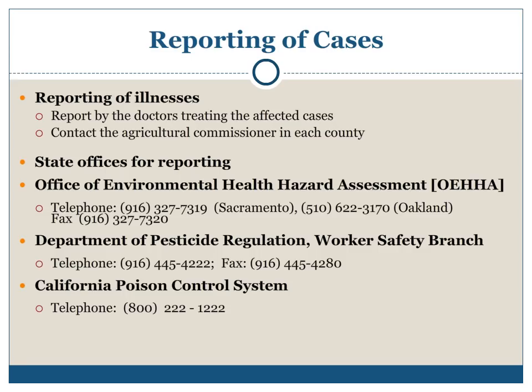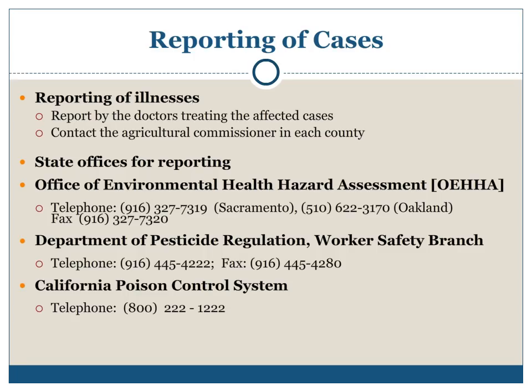Sacramento telephone 916-327-7319. Sacramento fax 916-327-7320. Oakland telephone 510-622-3170. Department of Pesticide Regulation, Worker Safety Branch.